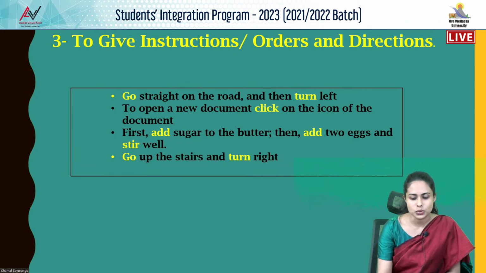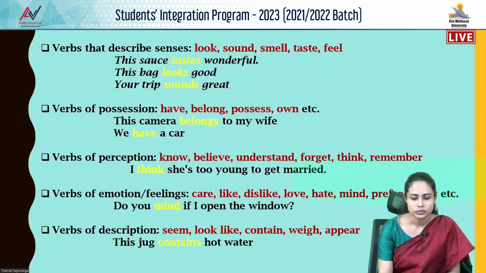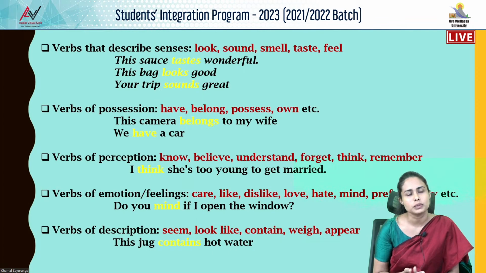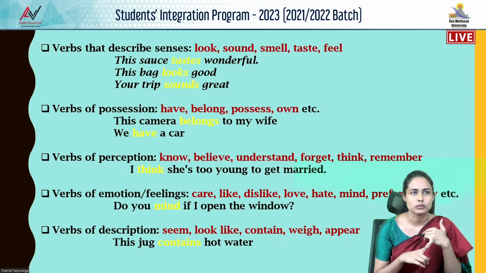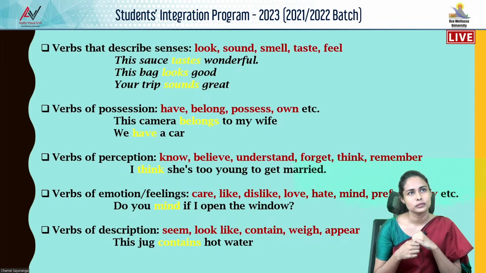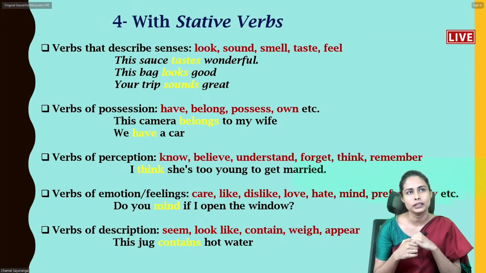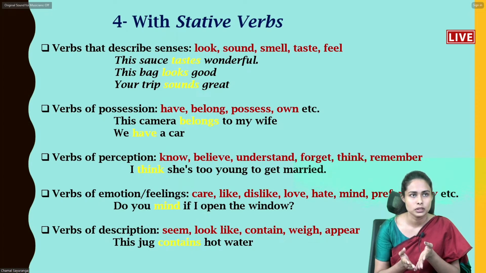And then the next usage, I am moving on to my next slide, with stative verbs. Stative verbs. What are stative verbs? Now up to this point we were talking about action verbs, right? And here we have stative verbs. What are stative verbs? Yeah, you can see the slide now. Verbs that describe senses, verbs of possession, verbs of perception, verbs of emotions or feelings, or verbs of description. Now these verbs are related to some kind of idea related to a state of mind or mentality, not action verbs. They are states of mind related to our mentality.